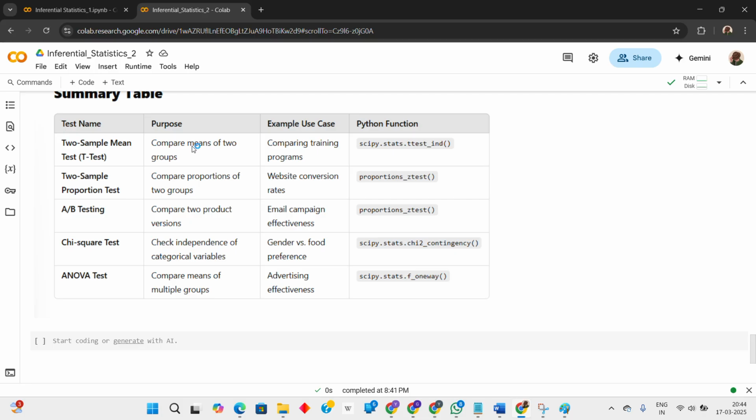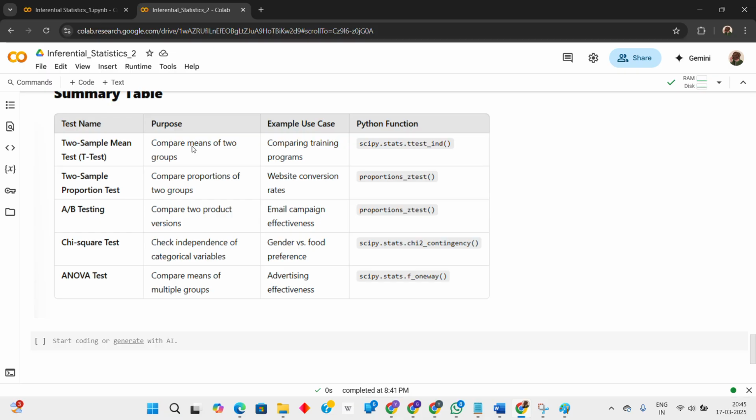Then we have to use the two sample t statistics in Python, scipy.stats.ttest_ind, independent. That is the function we have to use. Two sample proportion test: here we want to check the proportions of two groups. In real time, an example is website conversion rate. Then we can use a proportion test. Here we have to use proportions_ztest.